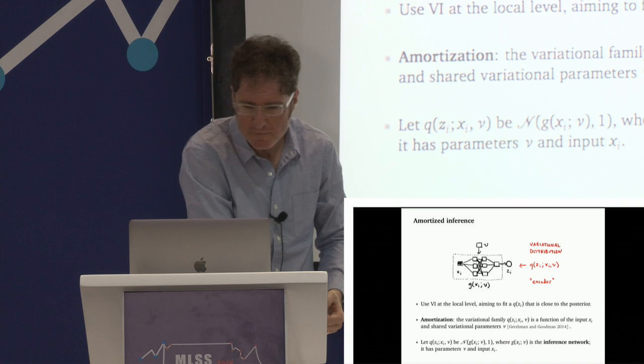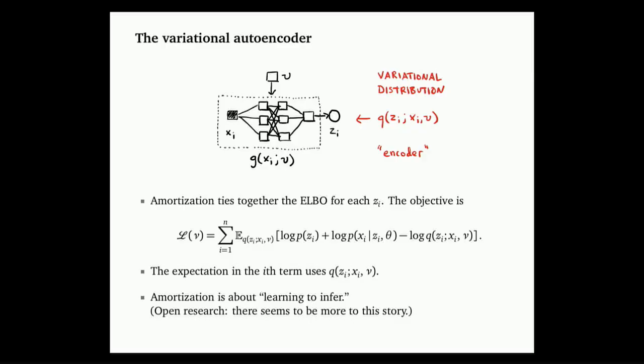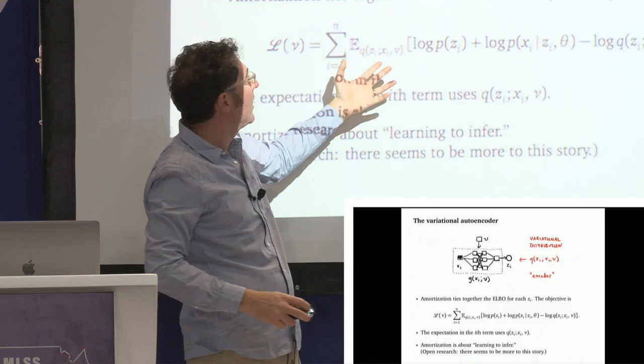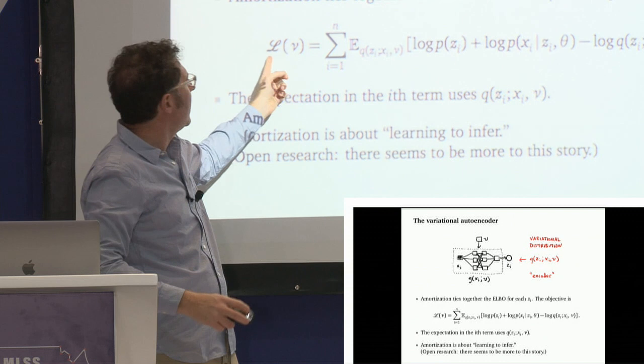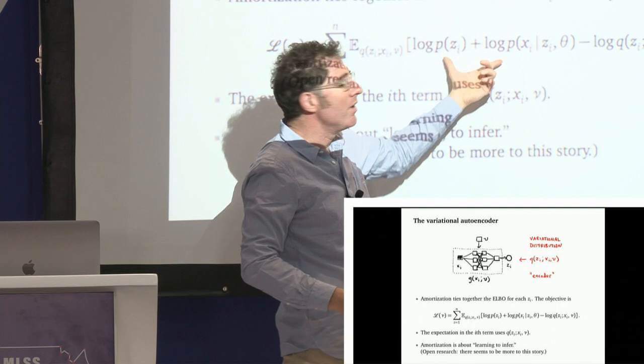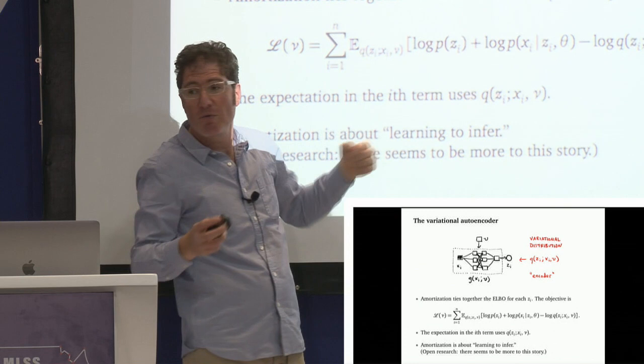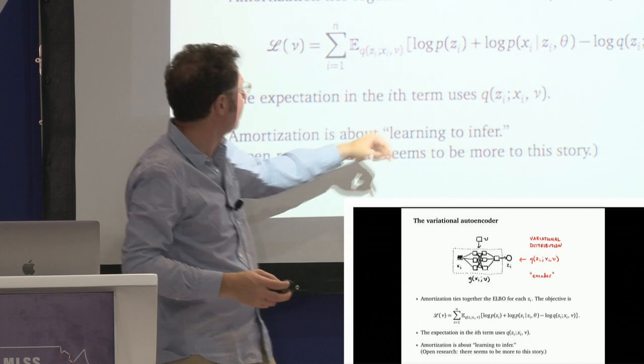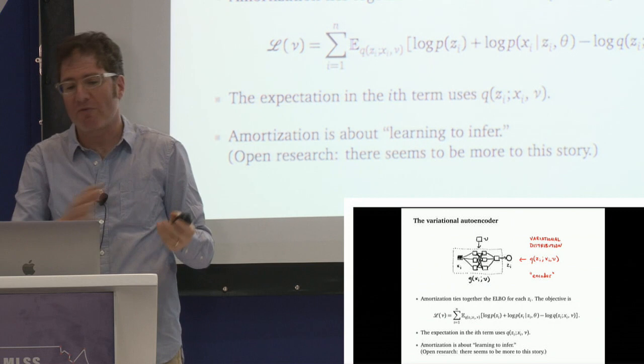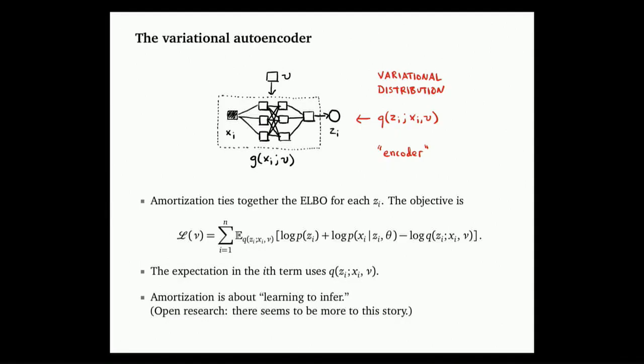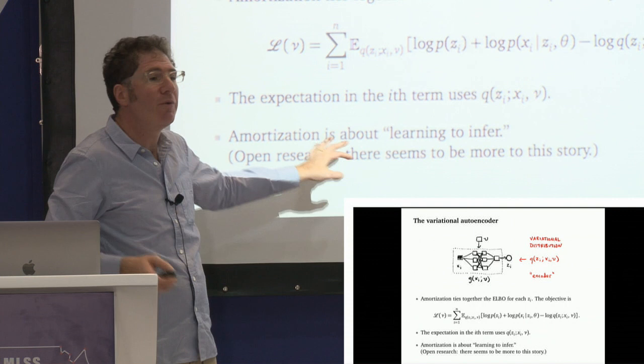Now, when you do amortized inference, you tie together the elbow for each Zi. So here is the elbow for one Zi, but now the elbow for each Zi uses the same variational parameters nu. So the objective function is a function of these variational parameters nu. It's a sum over the data of the elbow, each individualized elbow. These elbows are expectations with respect to the Q, the amortized Q, that take in the ith data point and use the shared variational parameters. Clear? So if you wanted to calculate this, you would march through the data and calculate the variational mean for each data point and then take this expectation with each data point. Okay? But all of those variational means would depend on nu. So amortization is about learning to infer. You're learning these nus that help you do inference on all of your data points at the same time.